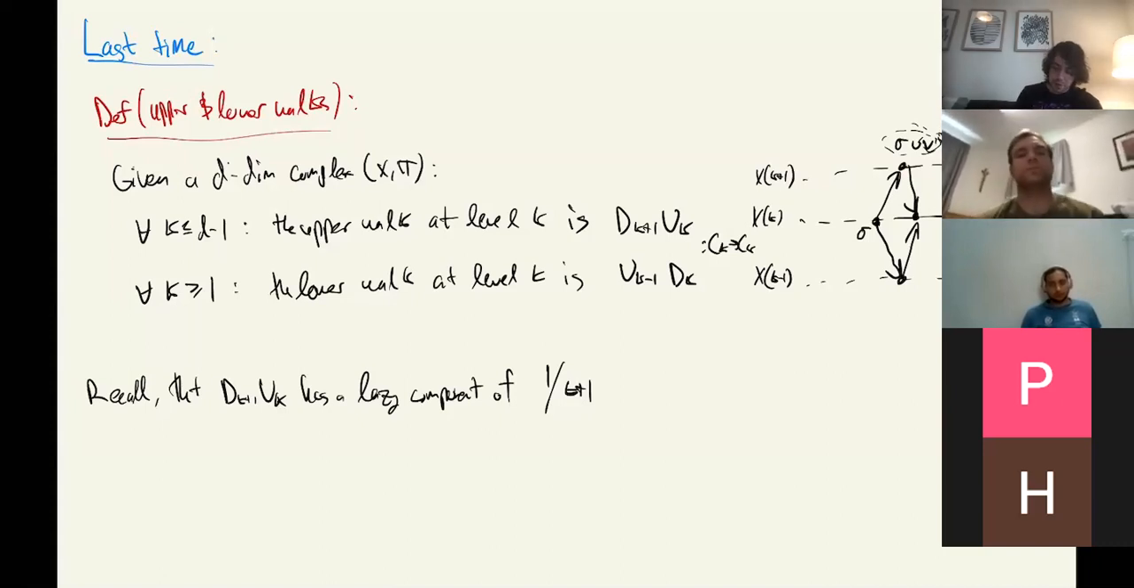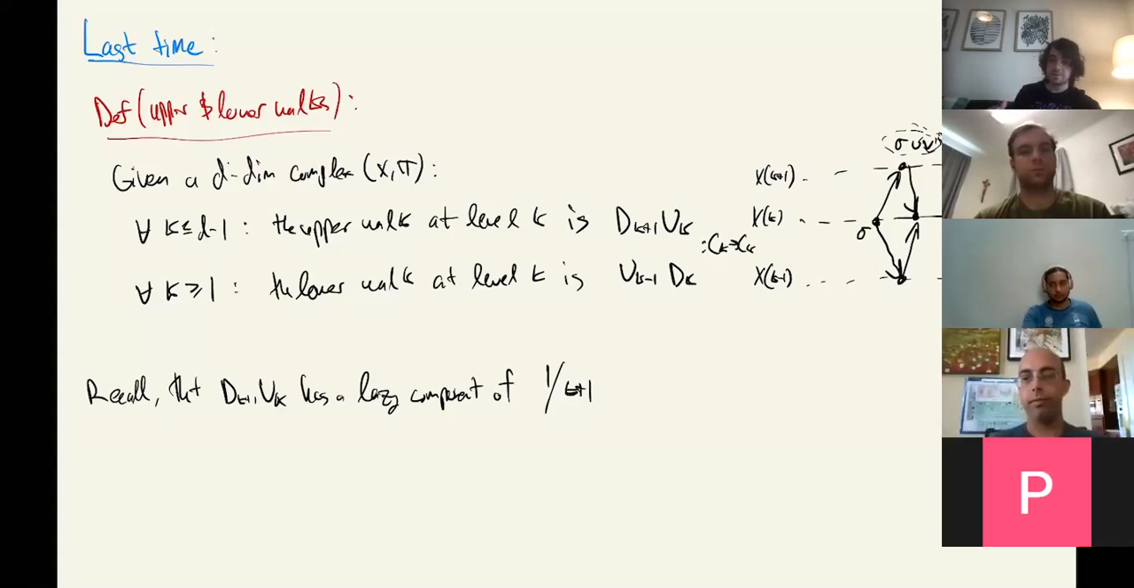And this motivated the following definition, right? When we defined random walk expansion on graphs, we defined it with respect to the adjacency matrix, not with respect to the node edge node walk. And we want to do the same thing here. We want to define it with respect to the non-lazy upper walk instead of the upper walk that has this lazy component of 1 over k plus 1. So this motivated the definition of the non-lazy upper walk.